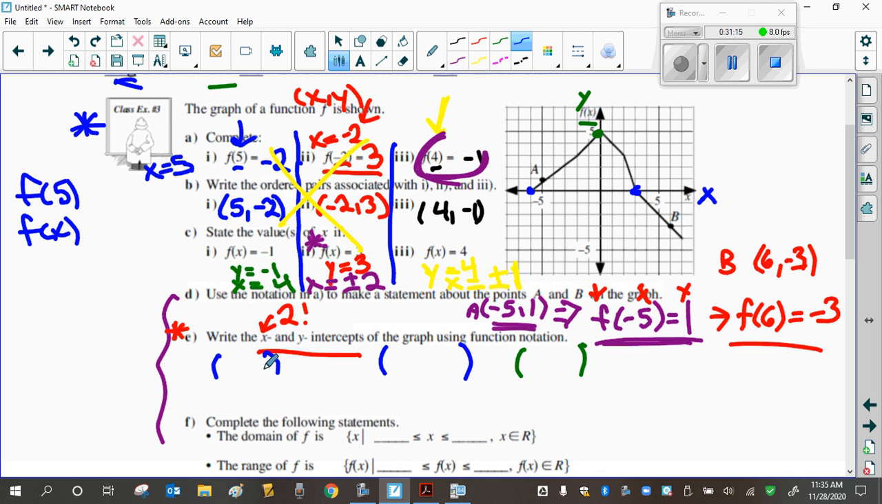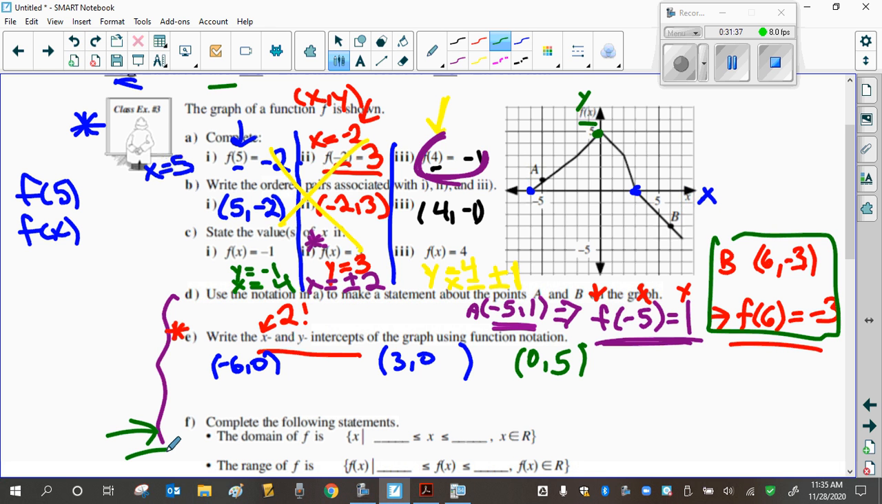Okay, so this x-intercept is negative 6, 0. This x-intercept is 1, 2, 3 to the right. And this y-intercept is at 0, 5. Now you do this with those 3 points. And I also want you to do f, domain and range. We'll give you 3.5 minutes ish.